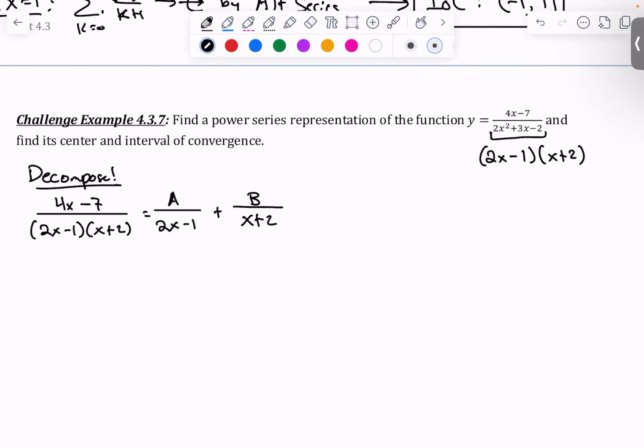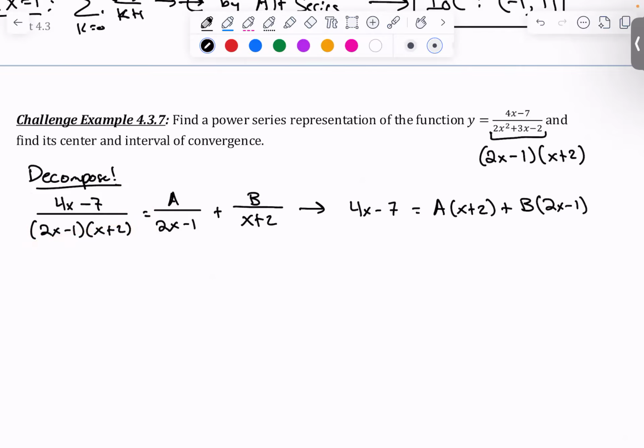What do we do next when it comes to partial fraction decomposition? We have to solve for a and b. So what do I do that we typically don't write? Multiply by the denominators. Savannah is absolutely correct. And that allows us to cancel it over here, and then it gets distributed in. We end up with 4x minus 7 is equal to a times (x plus 2) plus b times (2x minus 1).